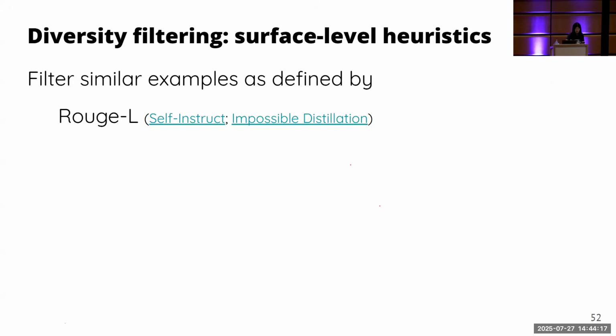So one method of diversity filtering is by using surface level heuristics. For instance, you can remove generated examples that are very similar to existing examples in your data set by using something like Rouge-L, which just measures lexical overlap between two pieces of text. So this is really simple. You generate an example, you check whether the overlap between the most similar example in your data set exceeds a certain threshold. And if it passes that threshold, you're like, it's too similar, so you don't use it, you filter it out.